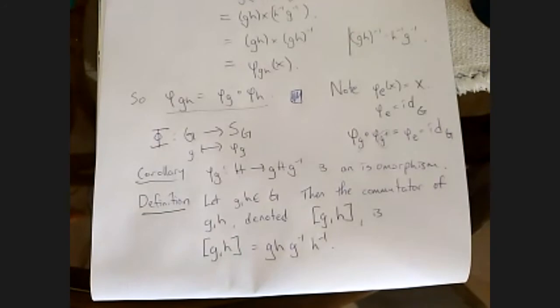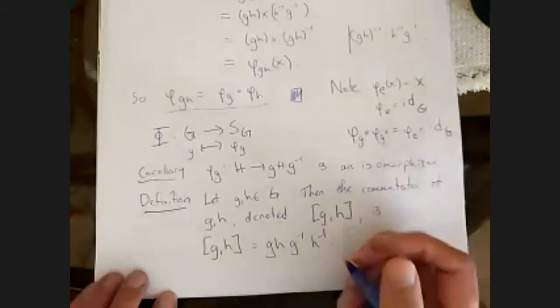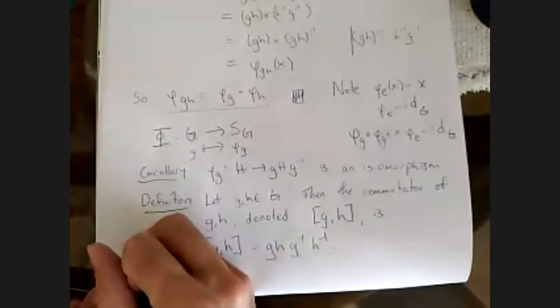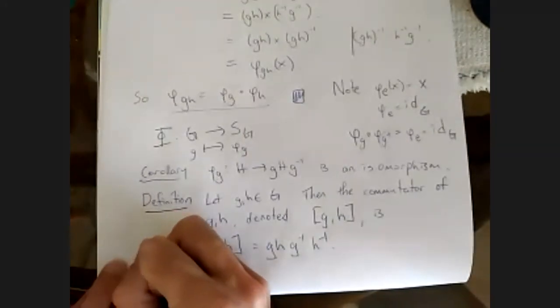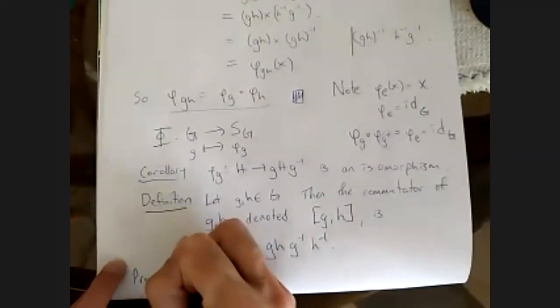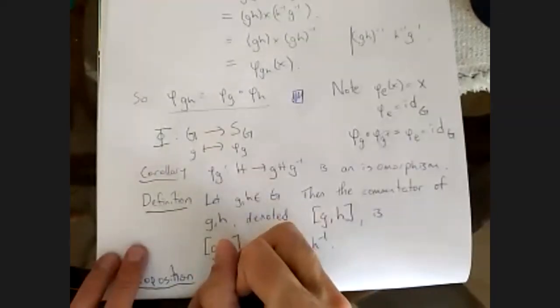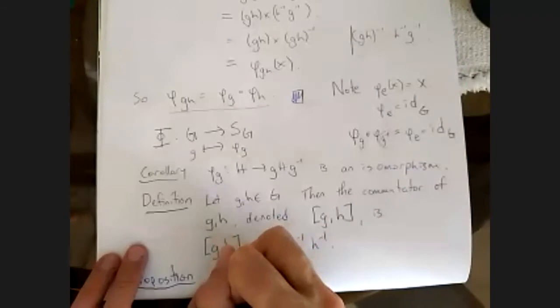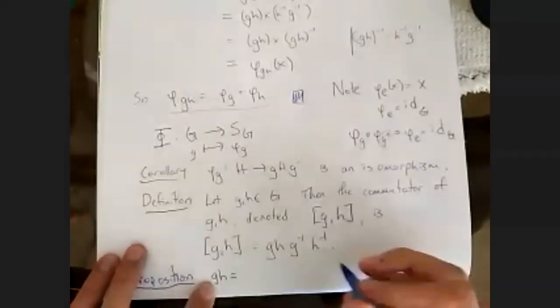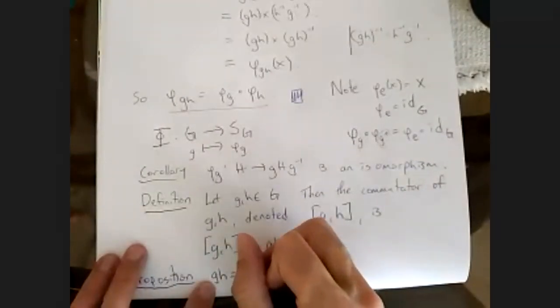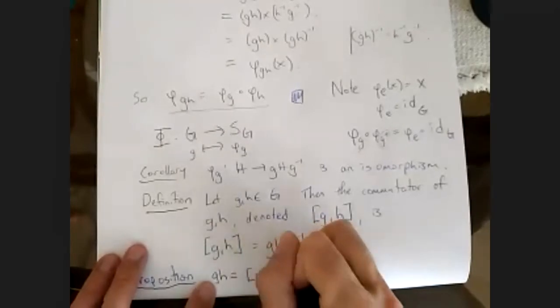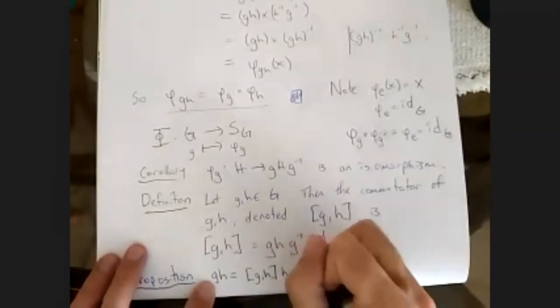Okay, so just a quick fact, just a quick proposition, and that is that GH is just the commutator of G and H times HG.